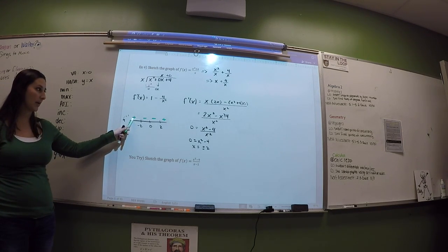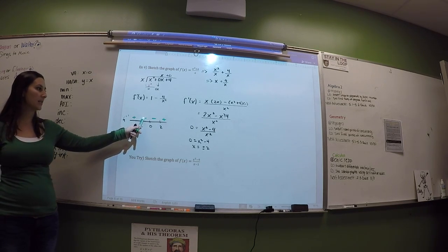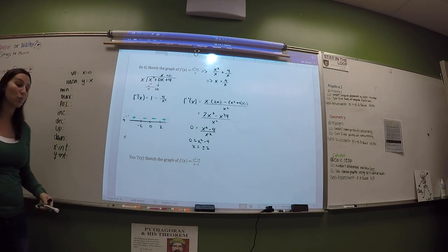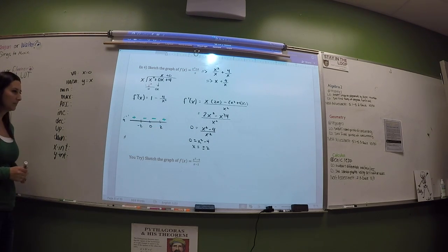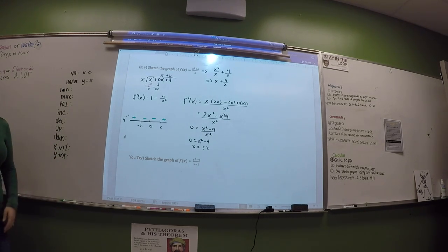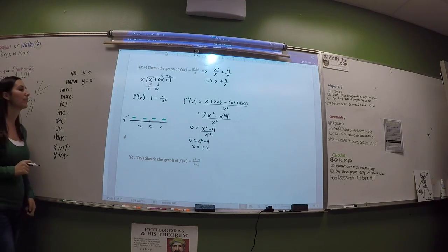So it's switching from increasing to decreasing here. It's going to decrease the whole time here, and then it's going to increase after 2. So it's up, down, down, then down, up. They probably look like this, because remember we have a slant asymptote. Something like that, most likely.